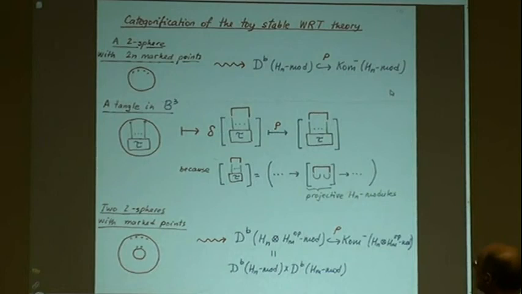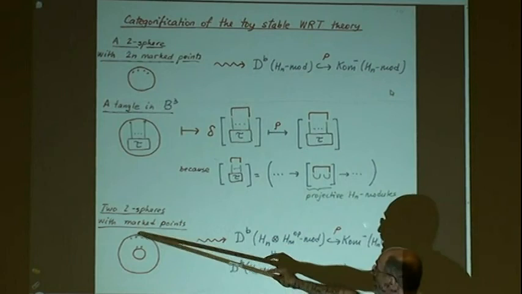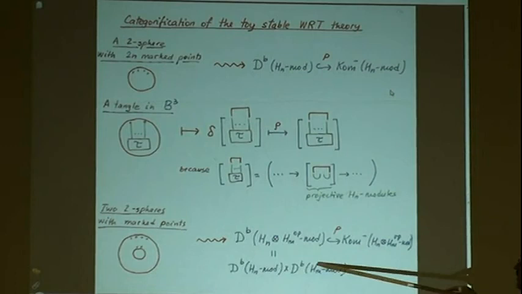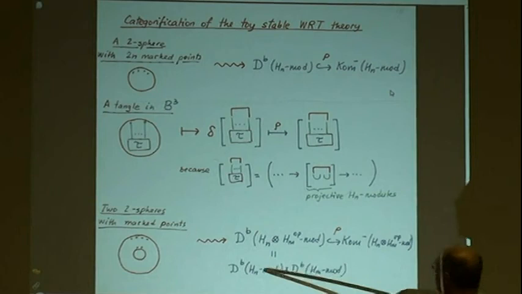Now for the two-sphere, we associate the derived category of modules over HN and HM, which is, by the way, equivalent to the product of categories. This equivalence comes from the fact that all the projectives are split tangles and split tangles split. So that's why this is the same as the product of these two categories.